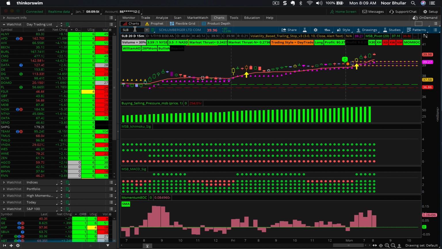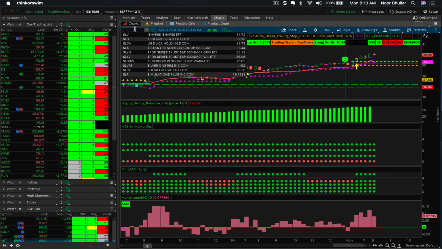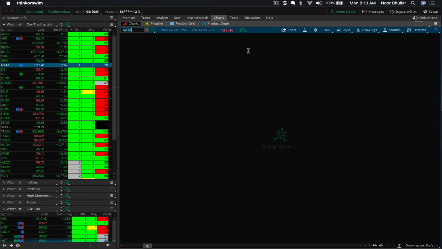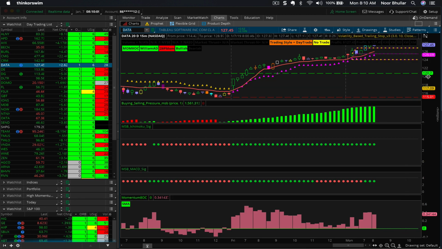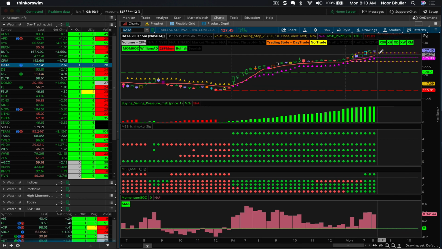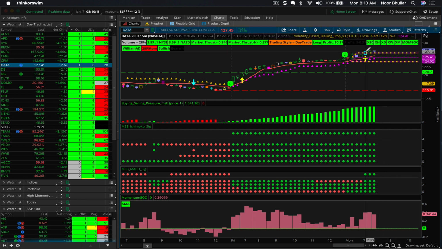What else have we taken today? I'm sorry, there's one more that I'm long, which is Data. Here's a look at that one. I'm fairly even at this point in time, and this also got a buy signal initially.